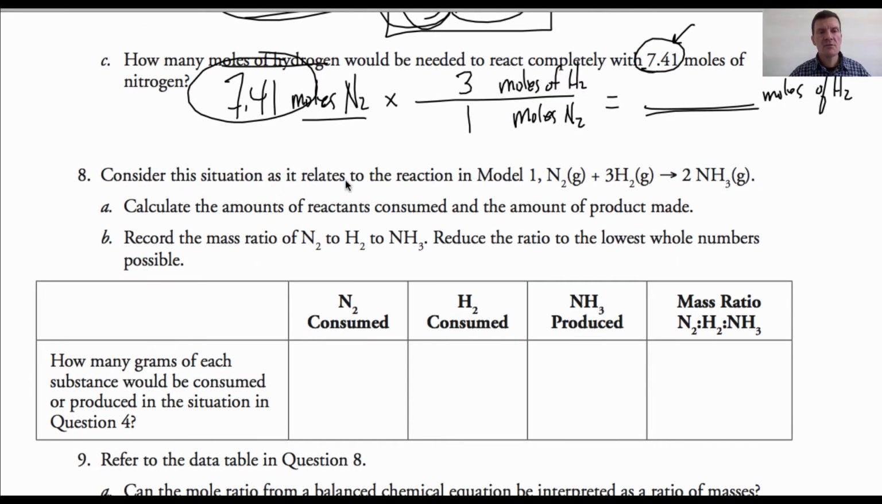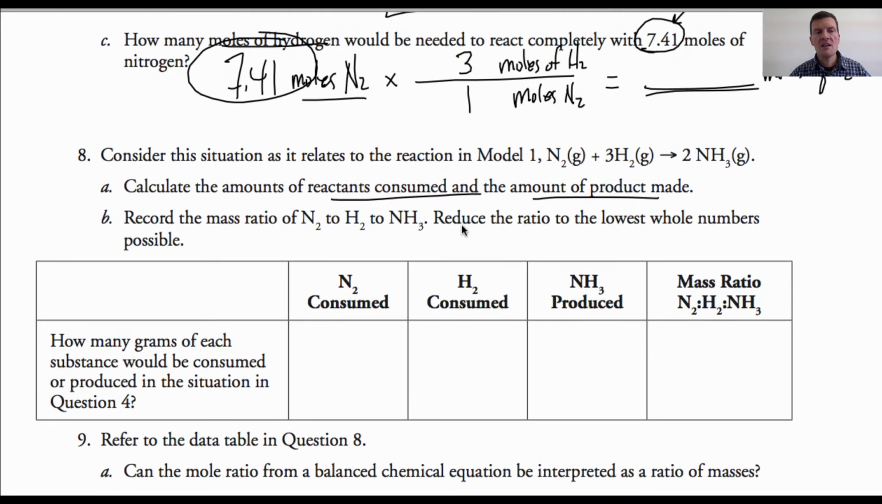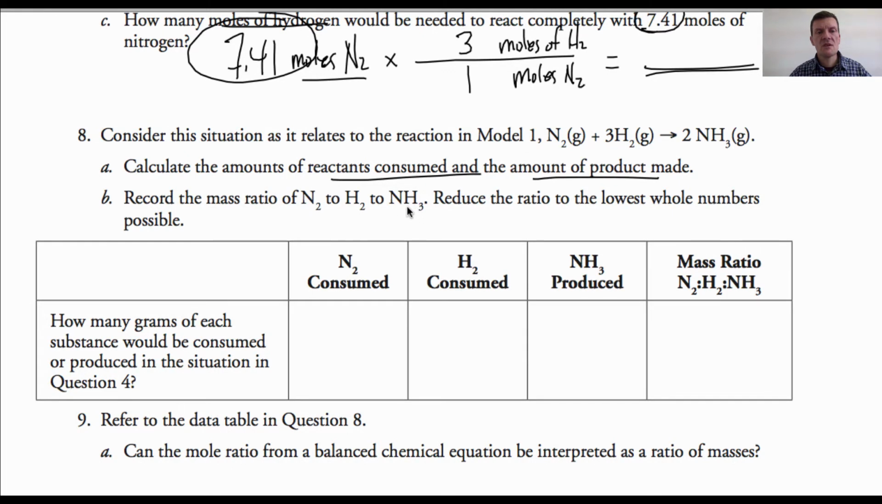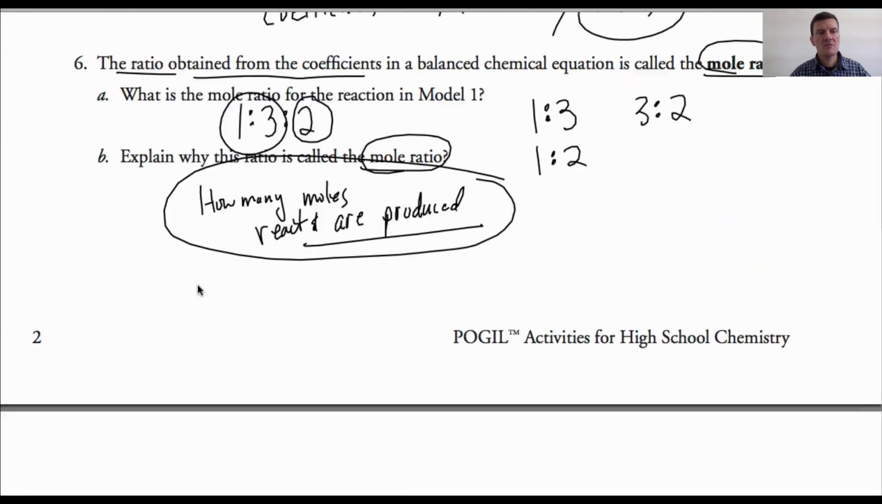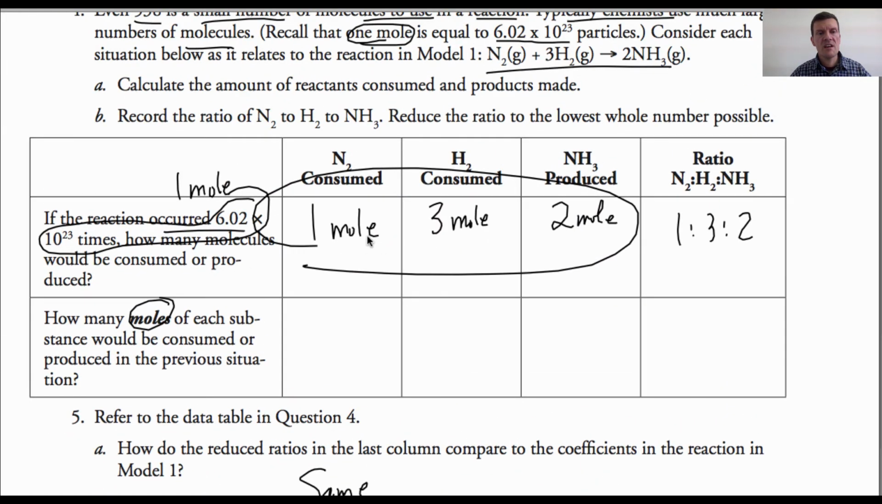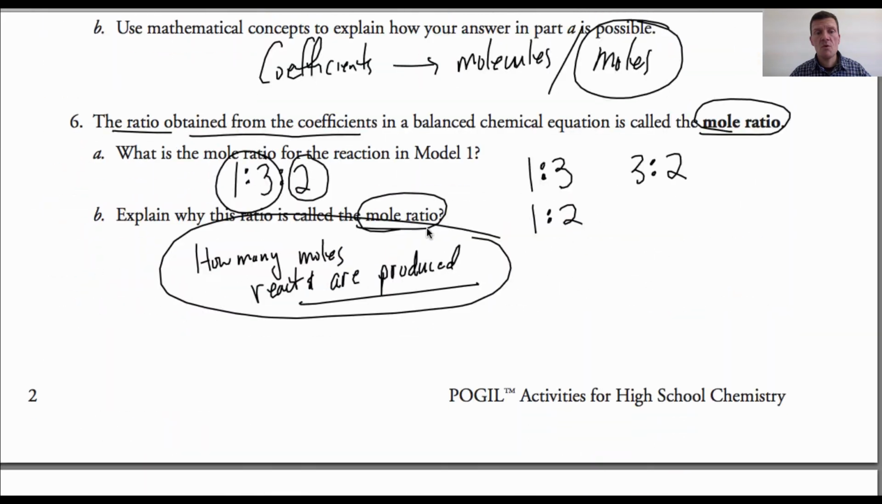Consider this situation as it relates to the reaction in Model 1. Nitrogen, hydrogen, ammonia again, same reaction. Calculate the amounts of reactants consumed and the amount of product made. Record the mass ratio of each of these. Now they're asking us how many grams of each substance would be consumed or produced in the situation in question 4. Let's go back up to question 4. Question 4 is saying 1 mole, 3 moles, 2 moles, assuming those coefficients are representing moles.